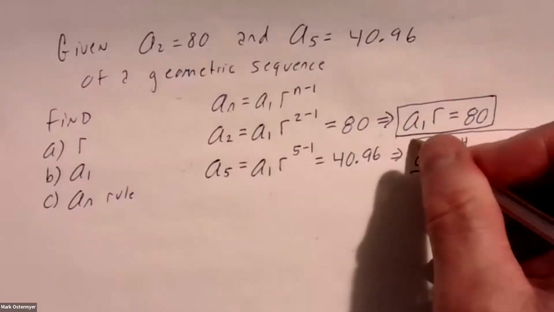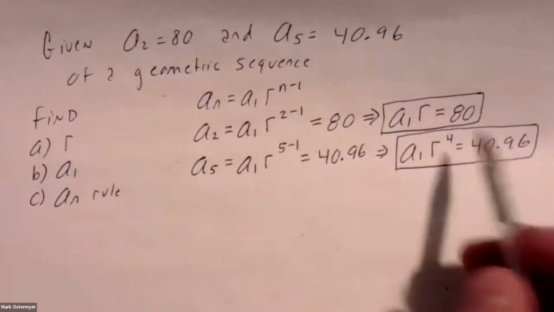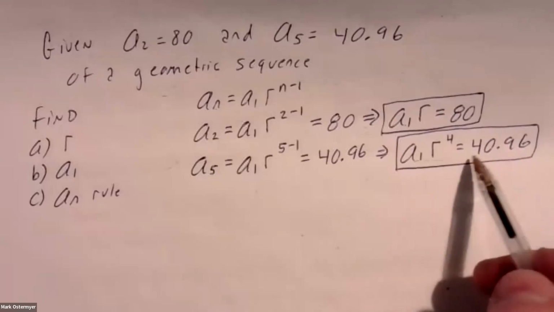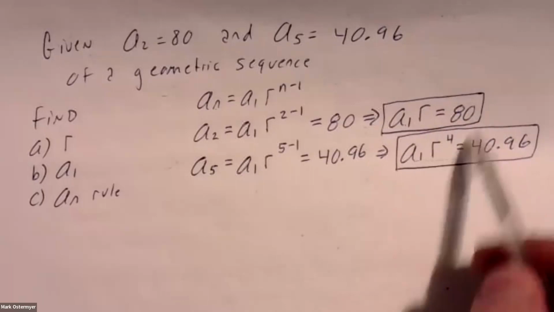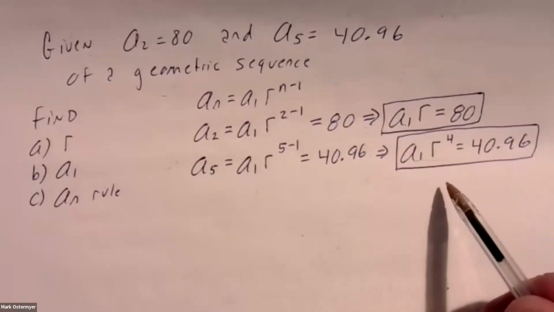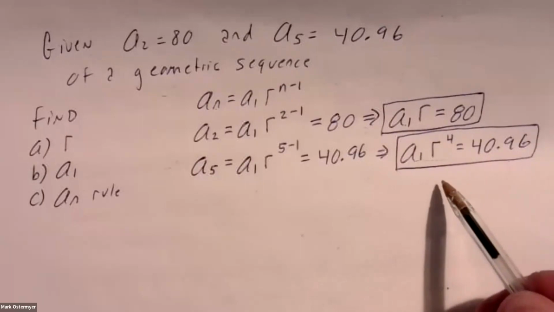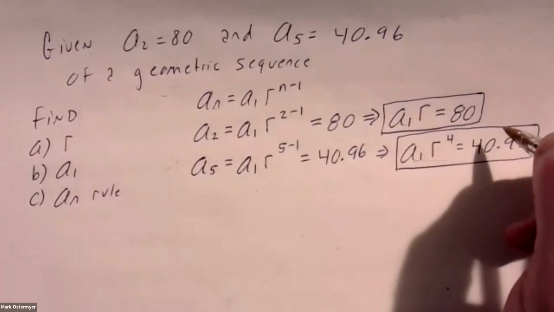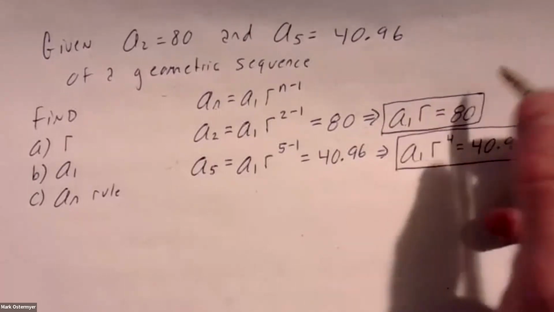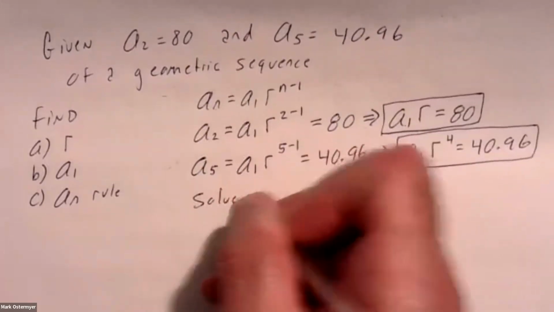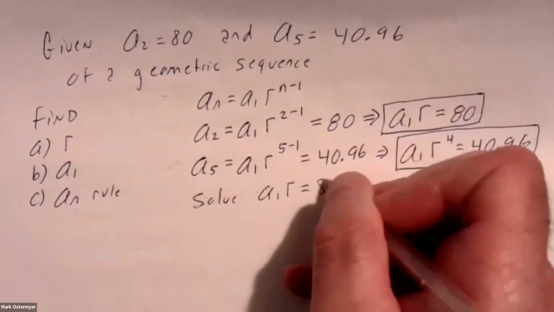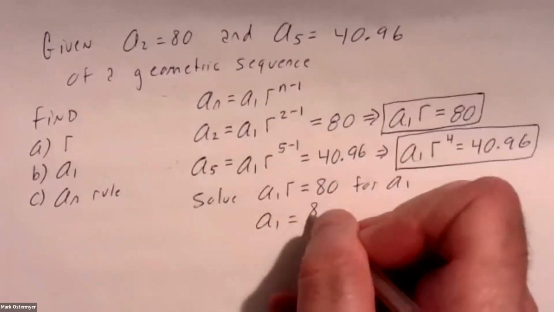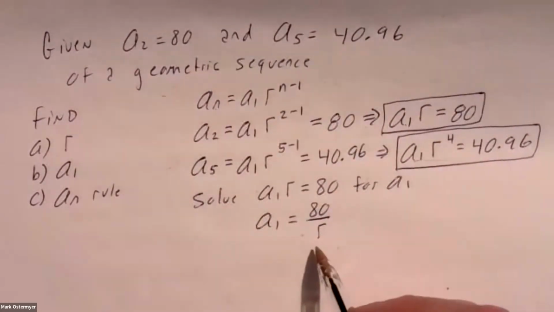We have another equation. So we have a system of two equations and two unknowns, a sub 1 and r. And since this equation is a nonlinear equation, and this is a nonlinear equation, we have a nonlinear system we have to solve. So to solve this nonlinear system of equations for its two unknowns, I'm going to solve this first equation for a sub 1 in terms of r. So I'm going to solve a sub 1 times r equals 80 for a sub 1. To do that, I divide both sides by r. So another name for a sub 1 is 80 over r.